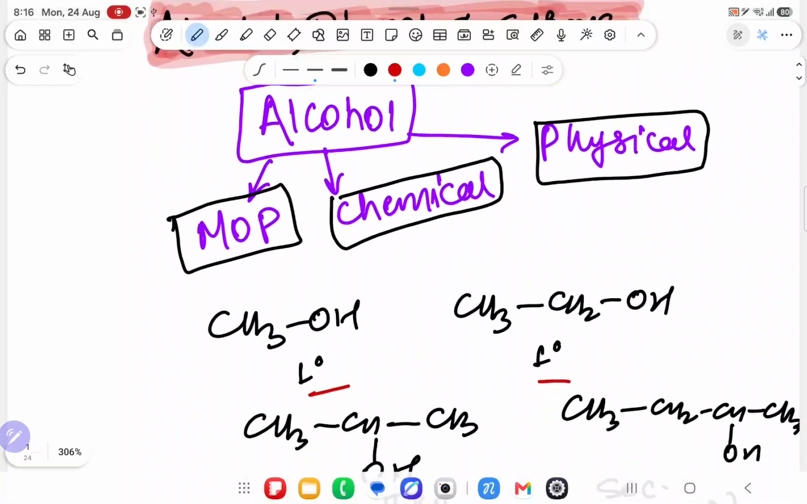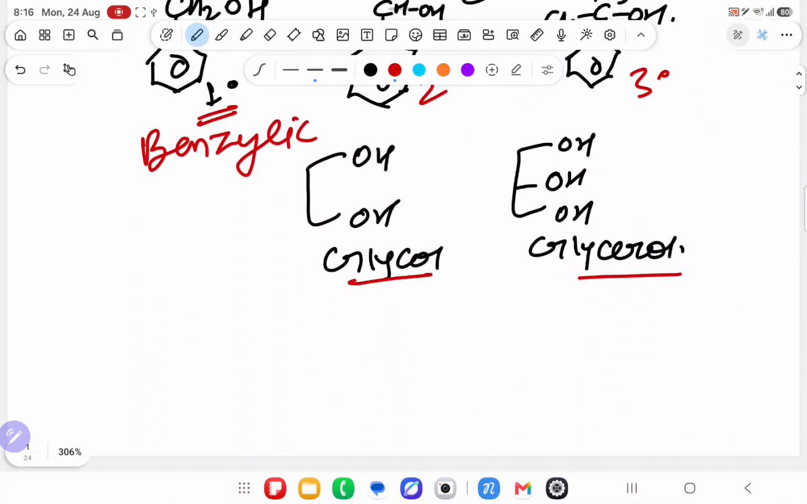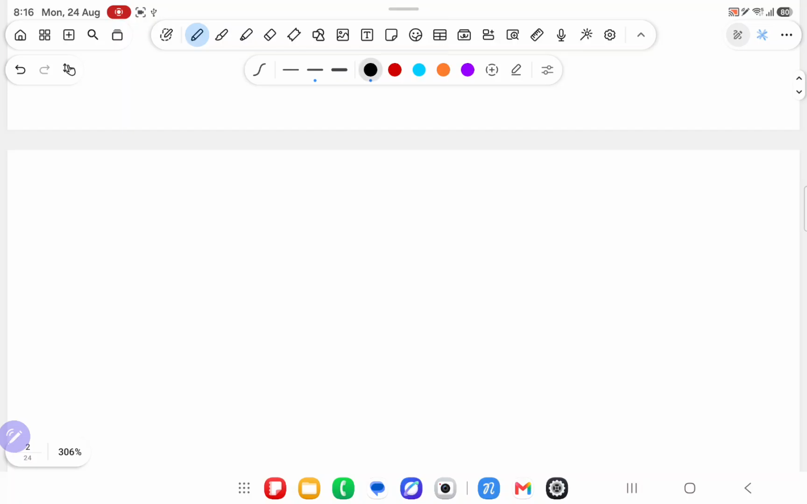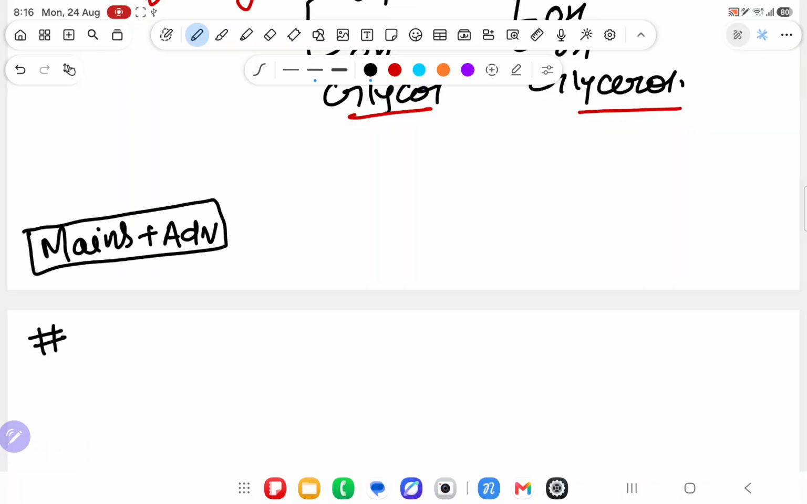Now, after this basic introduction that everyone is already familiar with, I am going to start the method of preparation of alcohol, and everyone should see this very properly. This topic I am going to teach for mains plus advanced. After studying this topic you will not find any difficulty in it. This topic will become the easiest topic of all time. You will enjoy alcohol, phenol, ether if you understand what I am trying to teach.